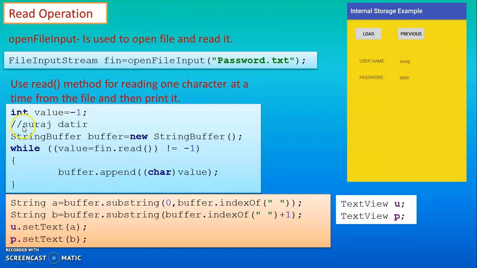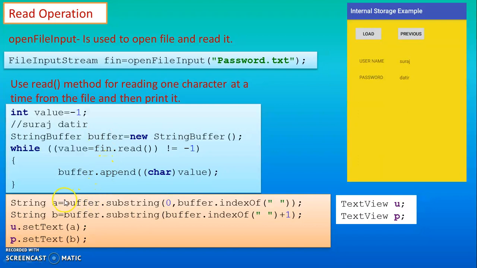For example, first S is there, so it is not null, so it will be stored in buffer variable. Second is u, so in this way the last one is r. After r there is a null value, null means -1, so the loop will stop, because here the statement is value equals fin.read not equals to -1. Means whenever the value is not null, it will append. So in this way it will read Suraj Datir.